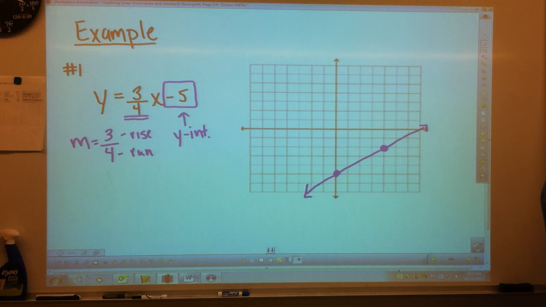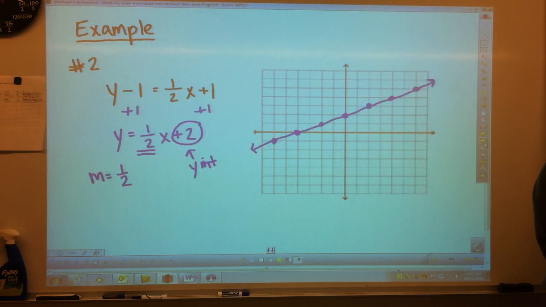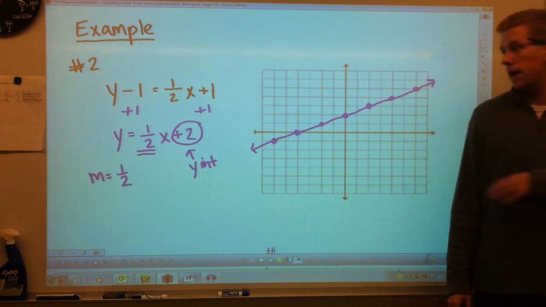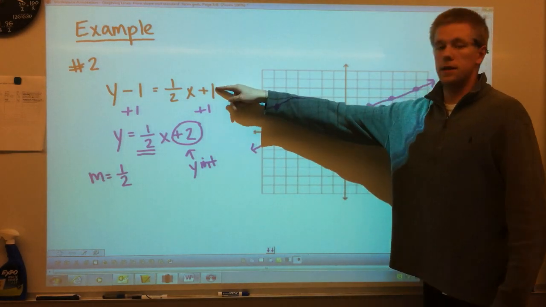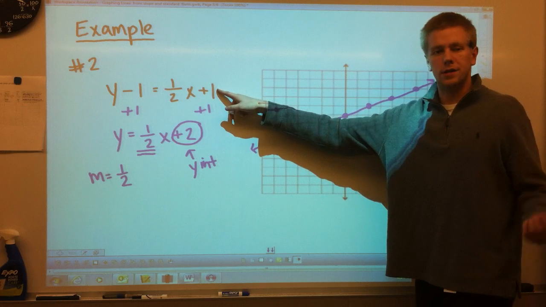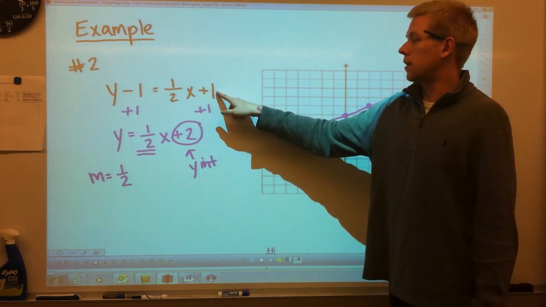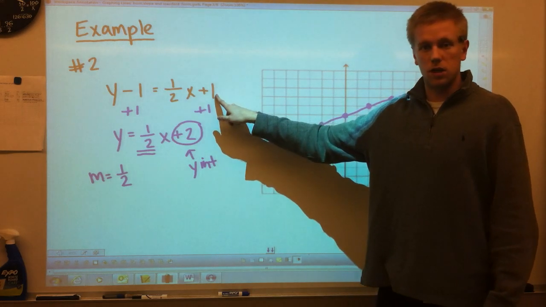Example number 2, a little different. It is, wrong way. Y minus 1 equals 1/2 x plus 1. Now this is your given equation. This is not slope-intercept form. It's not standard form either, but we need to change it to make it fit y equals mx plus b.